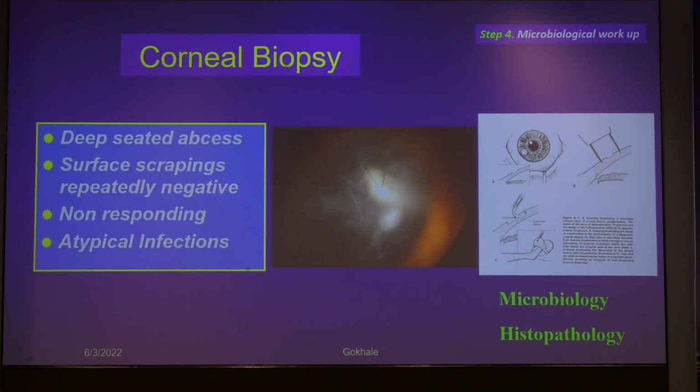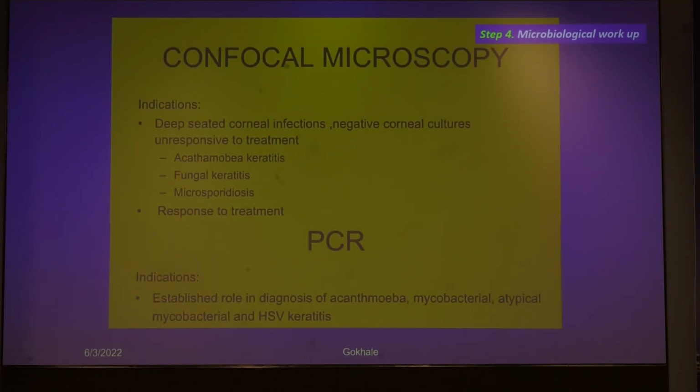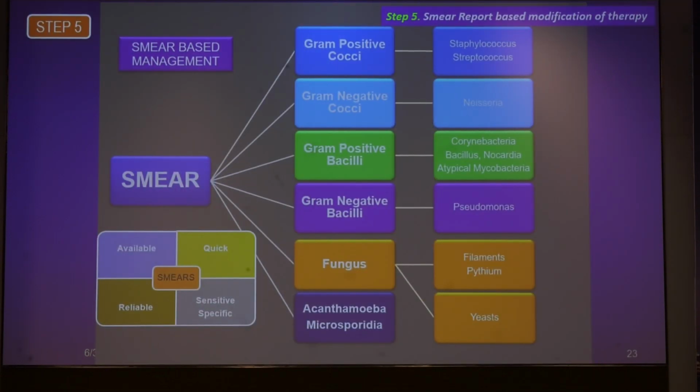And of course, when reports are negative, or there is a deep-seated infection, we need to do a biopsy to subject it to microbiology and histopathology. With limited access, however, confocal microscopy in referral centers could still be a very good way of looking at and diagnosing cases where microbiology may not be able to pick these infections. And similarly, PCR or molecular biology is something that is really evolving and very useful today in some of the situations.